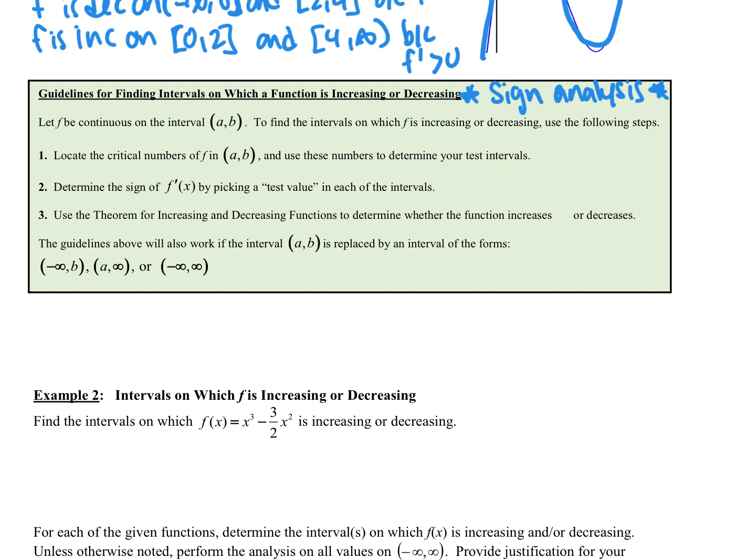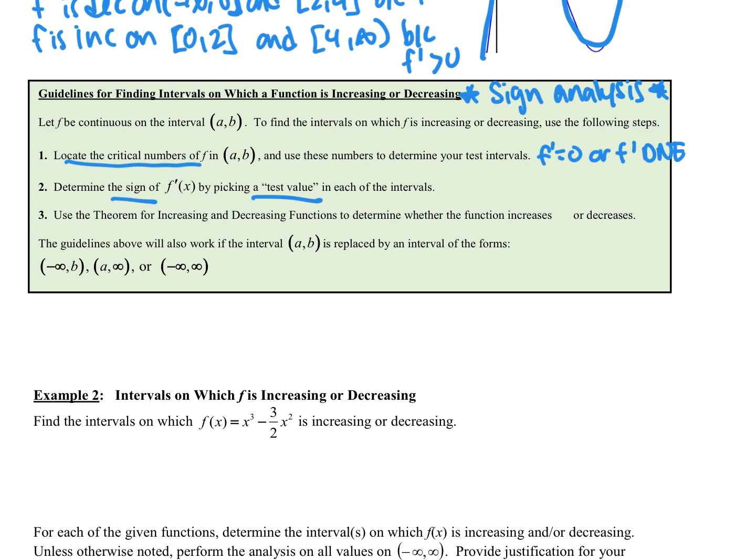So the first thing you're going to do is find the critical numbers. So that's when f prime equals 0 or f prime does not exist. And the second part we haven't really talked much about until now. You're going to determine the sign of f prime by picking a test value in each of these intervals, because you want to test values between all of your critical numbers. And then you'll use the theorem to decide if it's increasing or decreasing in those intervals.